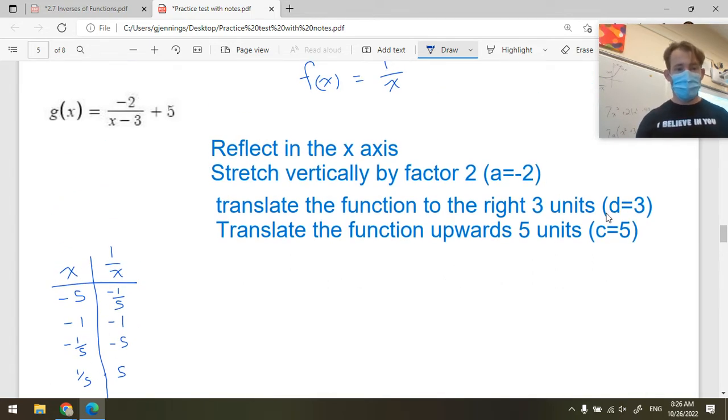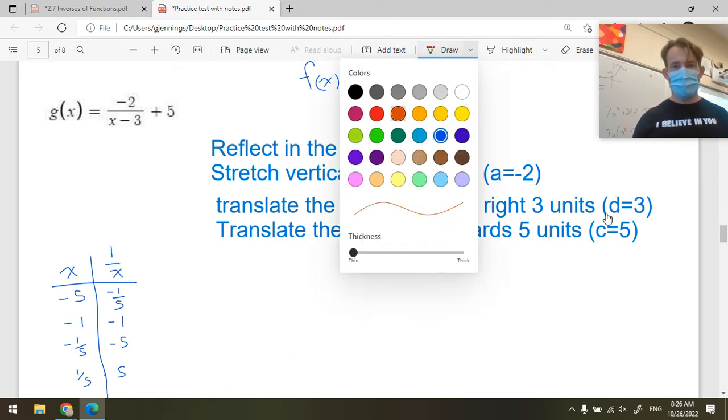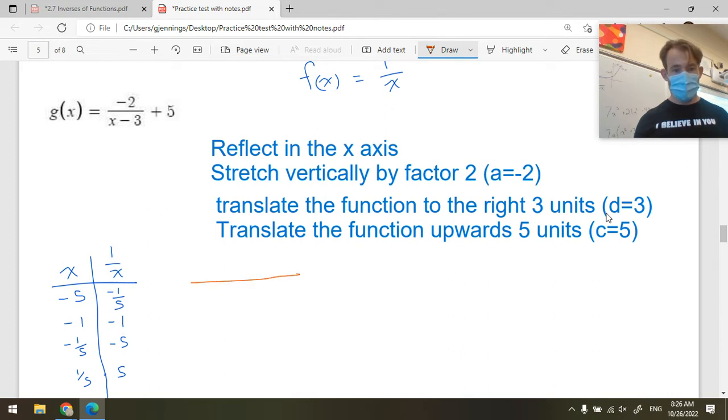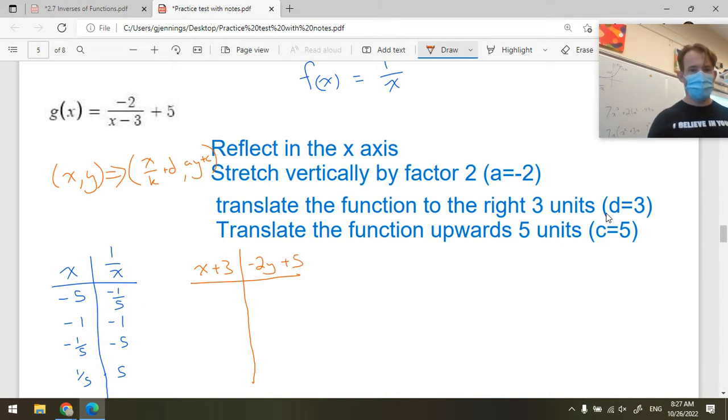If I'm working point by point, I want to create a transformation point so that this would all transform over. You don't need to do this in two different colors, but you can if you want. I know that in these cases, (x, y) in f of x will map to (x divided by k plus d, a multiplied by y plus c). So in this case, there's no k, but there is a d, so we're going to have x plus 3, and then our y values are going to map to -2y plus 5. And then I can just convert point by point.